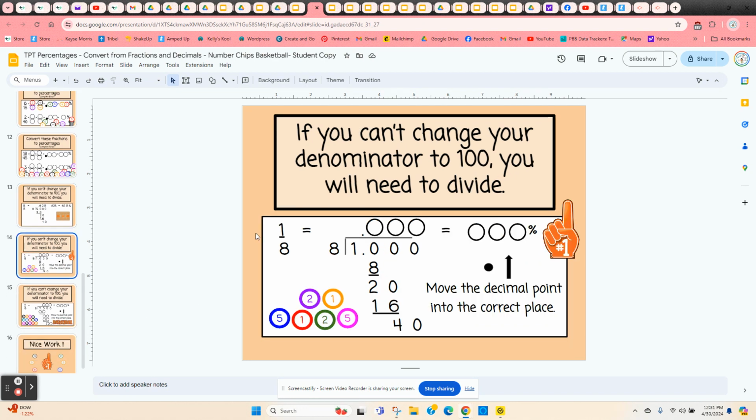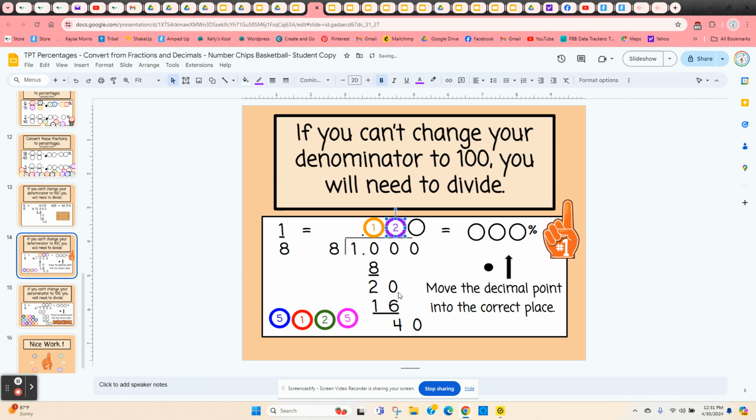So the next slide, most of the division is done for them. They have to move the number chips into the correct place, and they have to move their decimal point into the correct place in their percentage. So here we have 1 divided by 8. Well, 8 goes into 10 one time. So we're going to move the 1. 8 times 1 is 8. Subtract, I get 2. Bring down a 0. 8 goes into 20 2 times.